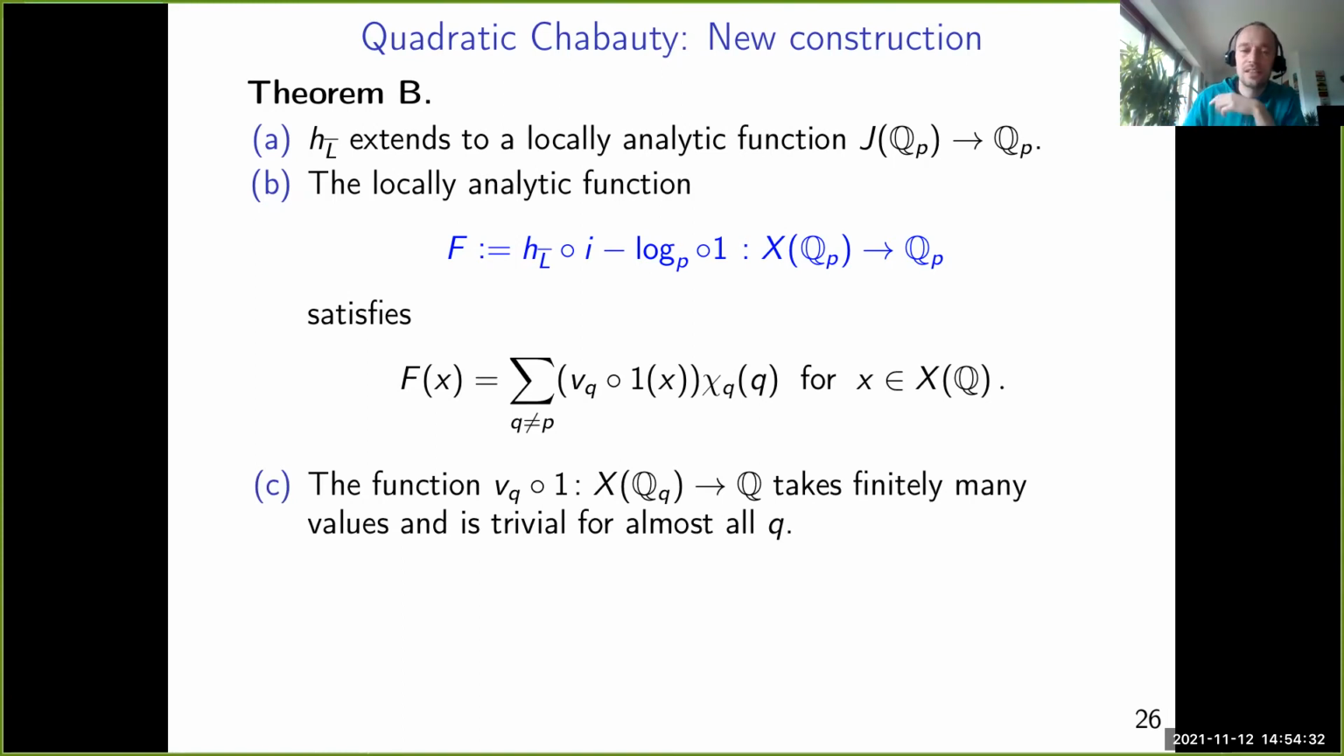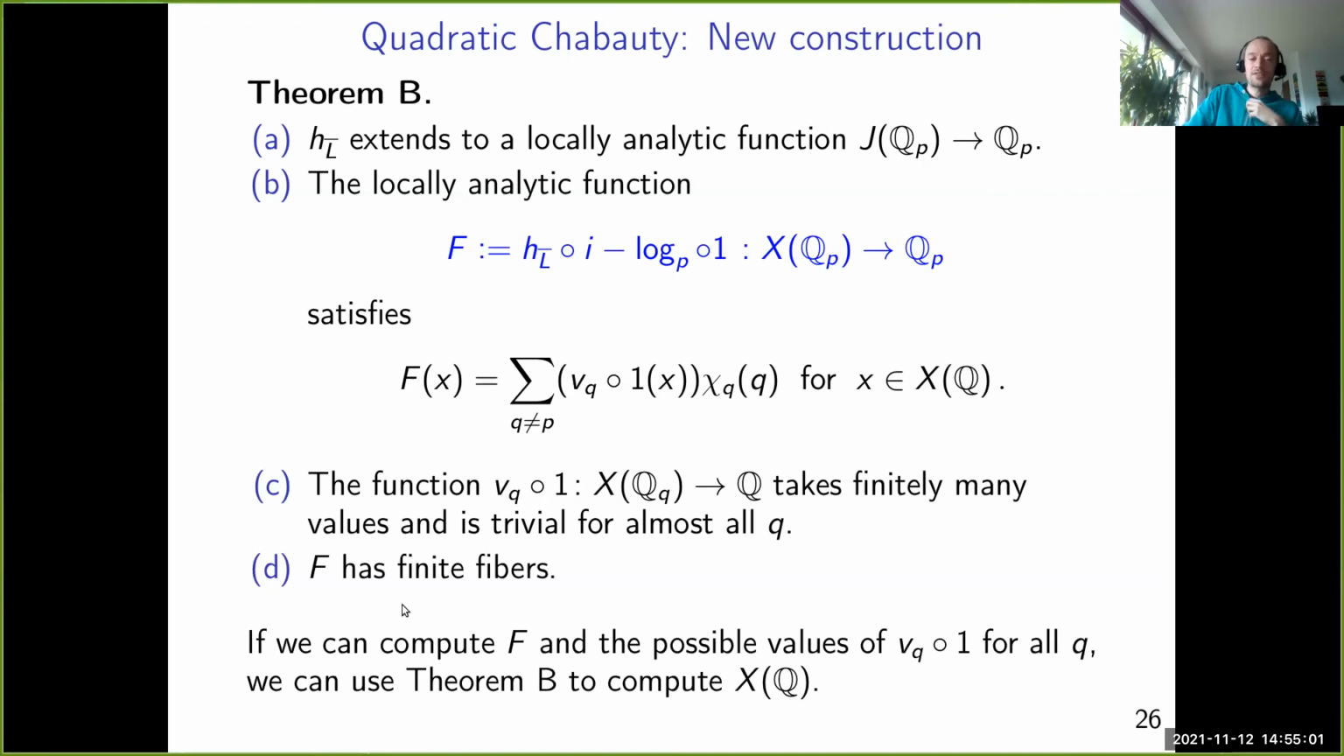First of all, I can predict what kind of values this function takes on rational points, because I can restrict what kind of values VQ of 1 will take on Q-adic points for all Q not equal to P. And it's actually trivial for almost all of them, certainly for primes of good reduction. This is not so hard to see; you can show this function factors through the reduction graph if you want. And then the only thing left to show is that this f actually only has finite fibers. So for every t in QP, there are only finitely many points mapping to that.